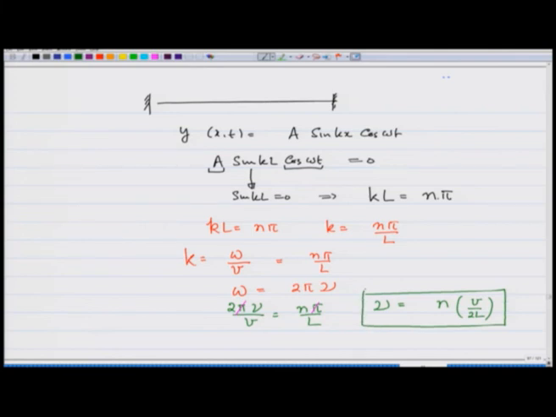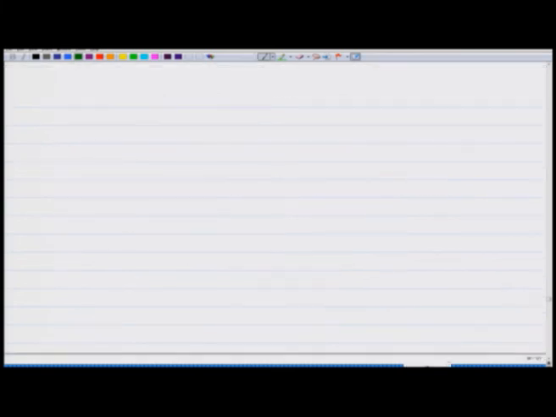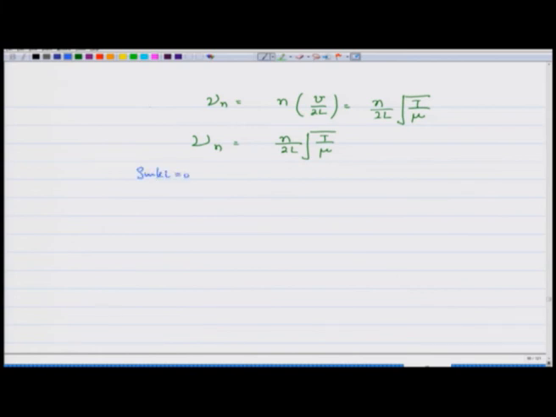So, notice that all frequencies are not allowed. The string can vibrate only at certain frequencies, and I am going to call them nu n, and they are going to be multiples of V over 2L. So, nu n we have found to be equal to n V over 2L, and V in this case happens to be the square root of tension over mass per unit length. So, the frequencies at which the string can vibrate are n over 2L times the square root of T over mu. This is based on the fact that sin k L is equal to 0 and therefore, k, which is 2 pi over lambda, is equal to n pi over L. Lambda is equal to 2L over n.